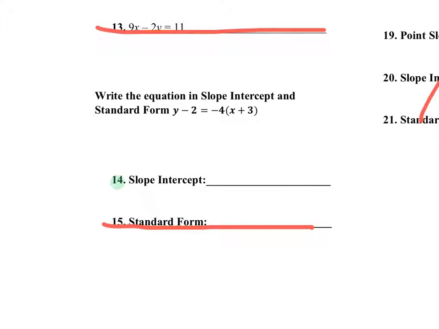On number 14, we want to take this from point-slope form down to slope-intercept. Remember, slope-intercept is y equals mx plus b. So you need to distribute and multiply that negative 4 through to everybody first, and then you're going to add the 2 over to the other side, right? To get it in y equals mx plus b form.